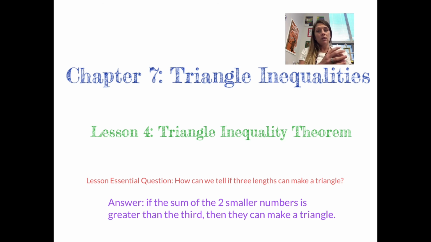We then use that information to find a range of possible values for that third side, which we then also apply to being able to find a value of a variable in an expression. So subtracting them, adding them, and finding that range, because there is only a certain amount of values, a range of answers, in order to create a triangle and actually have it close.